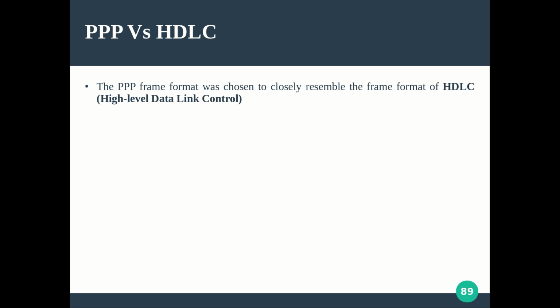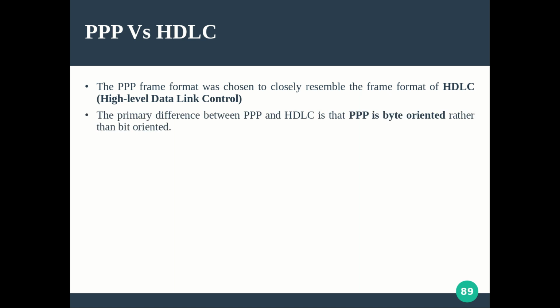And that was about the point-to-point protocol; we will see its frame format. But before that, let's see a quick comparison between point-to-point and HDLC protocol. HDLC is something that we are going to see later, but I thought of giving that comparison at this point. The point-to-point protocol frame format was chosen to closely resemble the frame format of HDLC, so both of them have a somewhat similar frame format. The primary difference is that the point-to-point protocol is a byte-oriented protocol, whereas HDLC is a bit-oriented protocol. That is something you have to keep in mind.